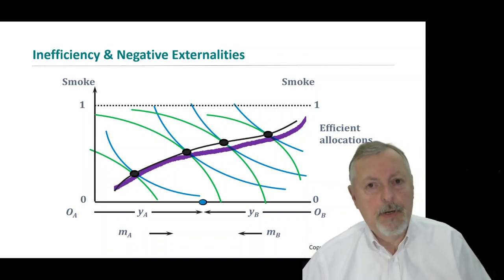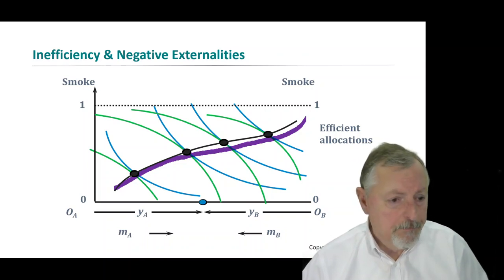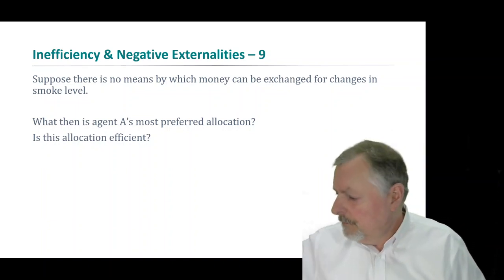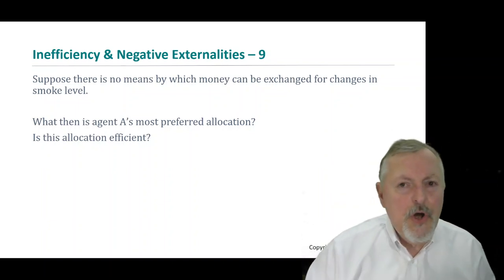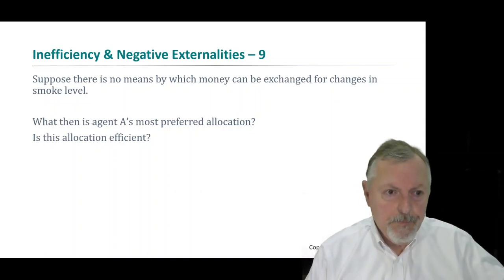All of this can happen if these trades are possible. What happens if the trades are not possible? What if there's no way that money could be exchanged for smoke?